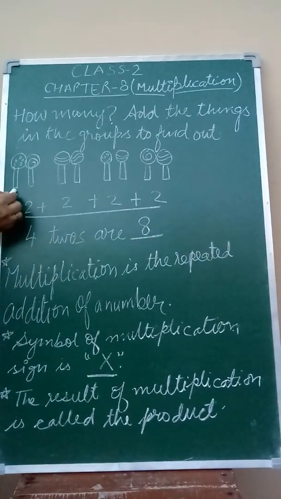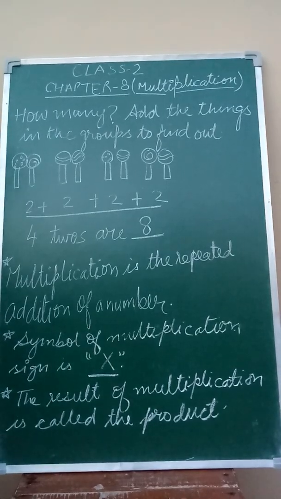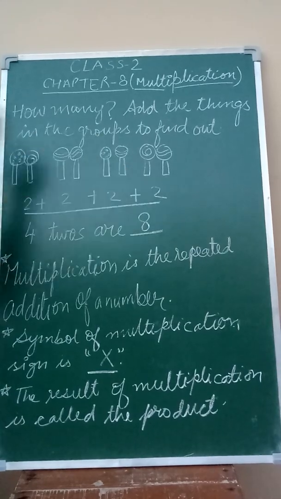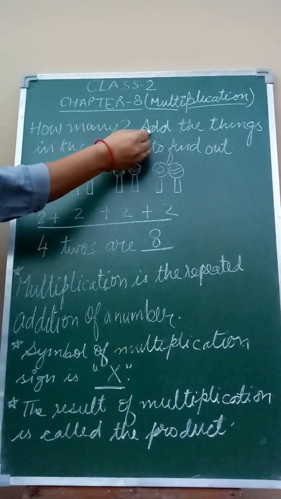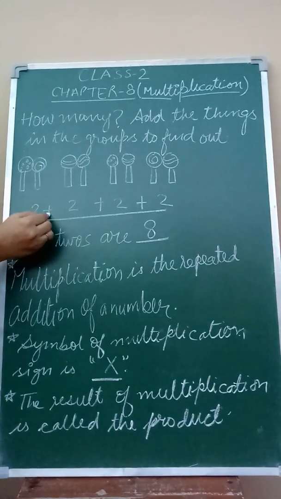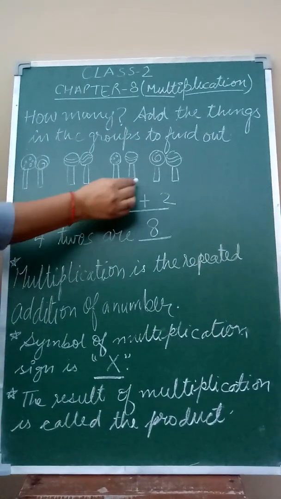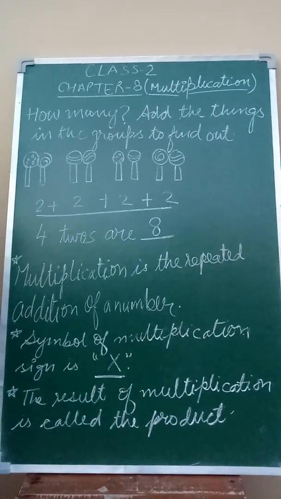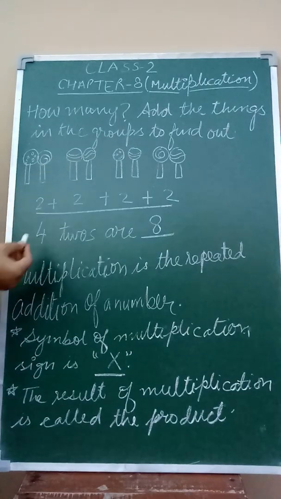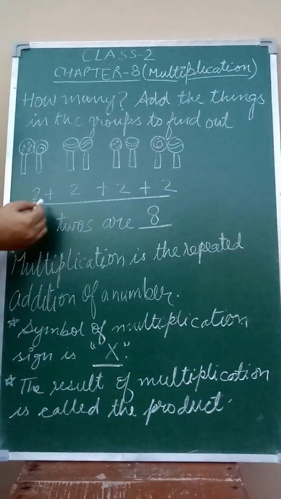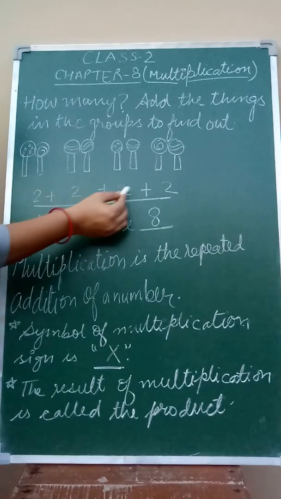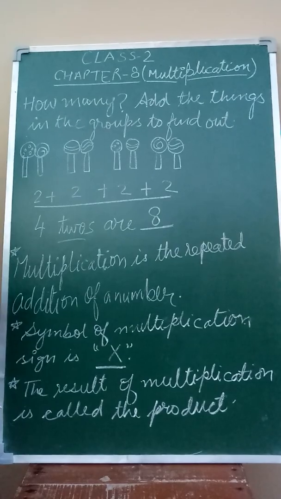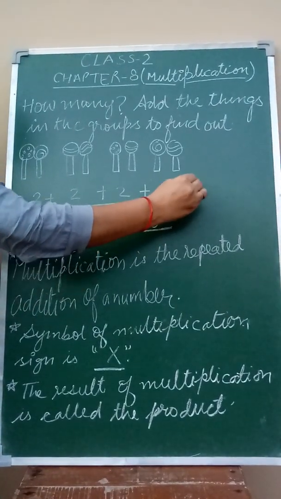What is this? Oh my god, they are lollipops in the group. This is the first group, 2 lollipops, again 2 lollipops, 2 and 2. They are already saying to add the things, so we can write 2 plus 2 plus 2 plus 2. In other language, we can say 4 twos. Why 4 twos? 1, 2, 3, 4. 4 twos are 8, because when we add these numbers the sum is 8.